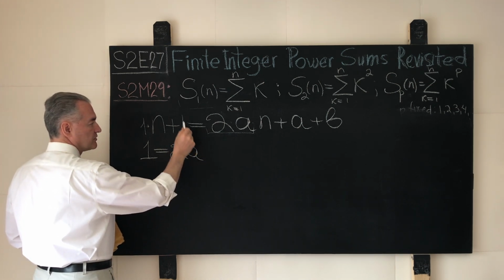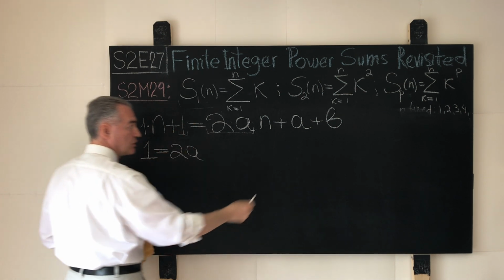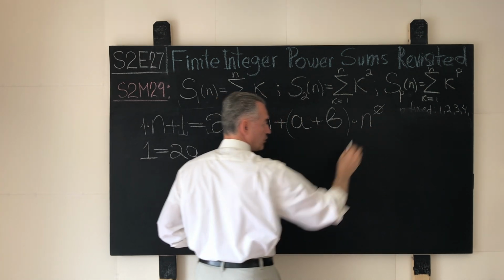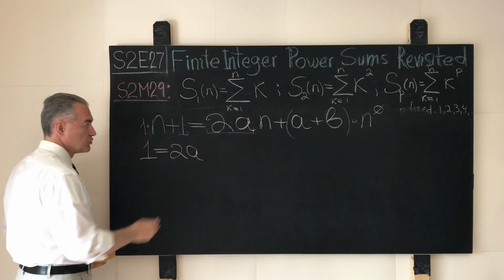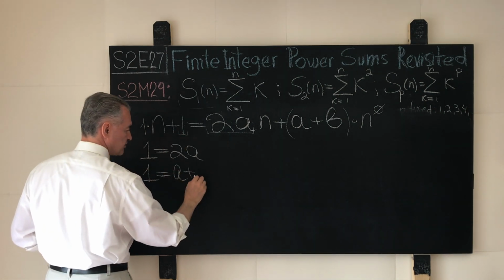And now we have 1. Here we can say 1 times what? N to the 0th power. And here is the same thing, times n to the 0th power. So what do we say? 1 is equal to a plus b.